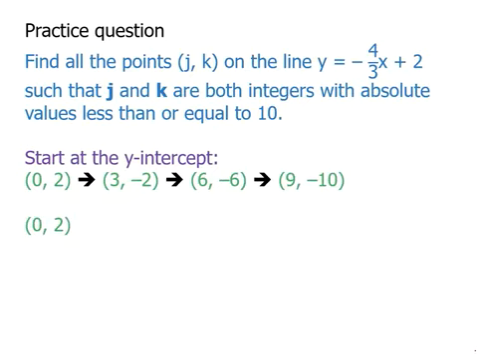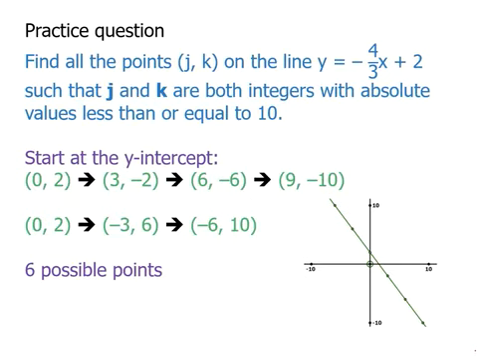Now go back to (0, 2). Now we're going to go the other way. We're going to go backwards, to the left 3, and up 4. So that would bring us to (-3, 6). And then again, (-6, 10). And we have to stop there because again, we've reached an absolute value of 10. And so there are 6 possible points. Here are the 6 possible points that satisfy this condition. They're on that line, and they have x and y coordinates that are integers, and both the x and y coordinates have absolute values less than or equal to 10.